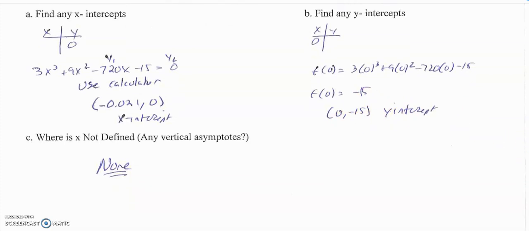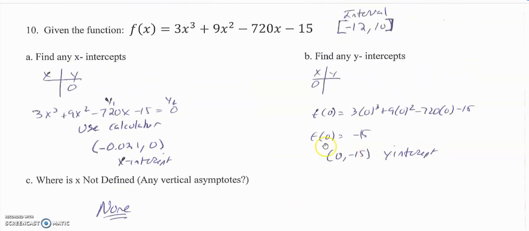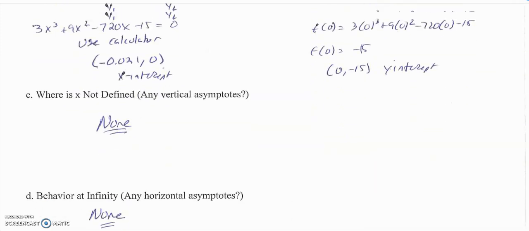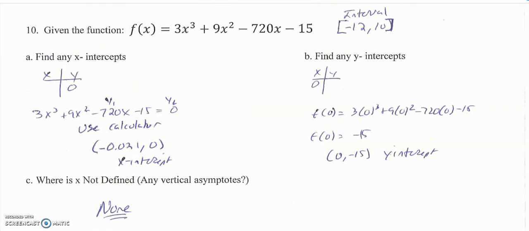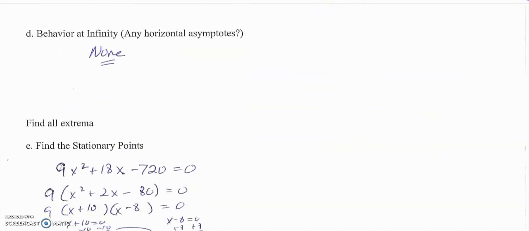Then it asks, are there any vertical asymptotes or horizontal asymptotes? Remember, for vertical asymptotes, we see if there's any place where the original is undefined, none. And then for horizontal asymptotes, again, we have those three possibilities, which you may want to review, but in this case, we're not dividing. There's no numerator, denominator, or two functions, so there's no horizontal asymptotes. This is a continuous function.